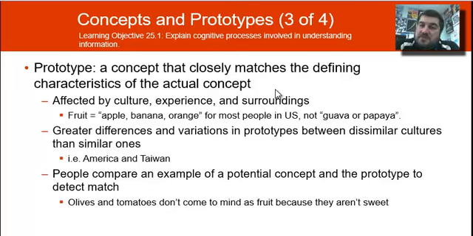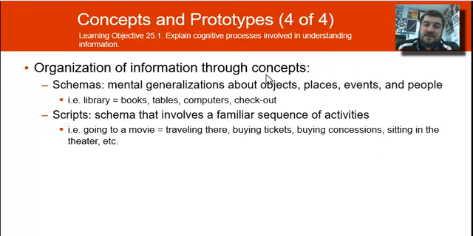For example, in the U.S., if asked to pick the prototype of a fruit, we would say apple, banana, or orange. But some people in other countries would pick guava or papaya. There are greater differences in prototypes between dissimilar cultures. For example, America and Taiwan would probably have different prototypes of fruit. People compare an example of a potential concept and the prototype of their concept to detect a match. Although olives and tomatoes are fruits, they do not come to mind as fruit because they aren't sweet. And so they don't fit into our existing concept of fruit.